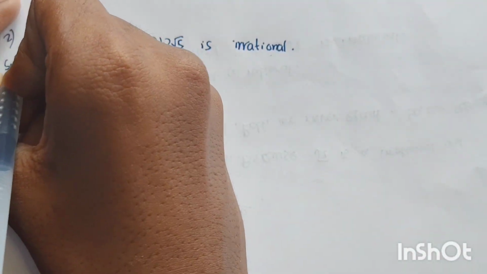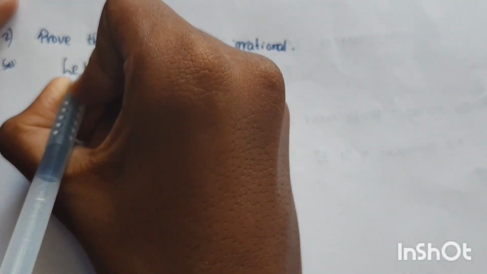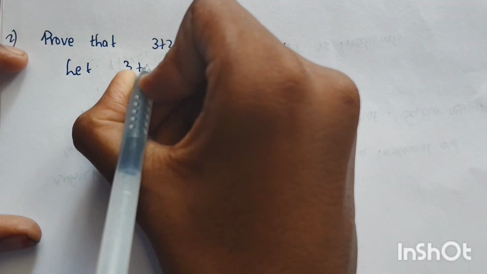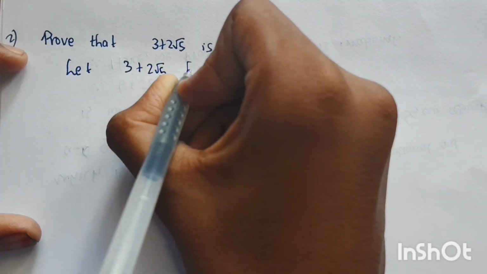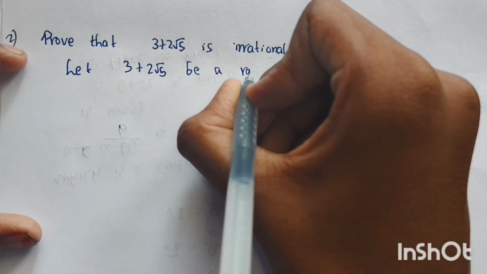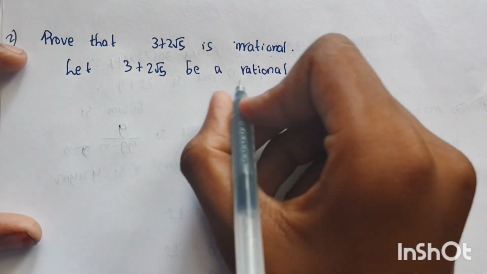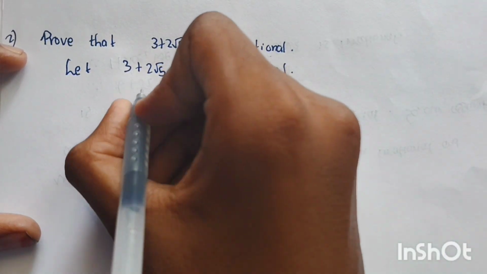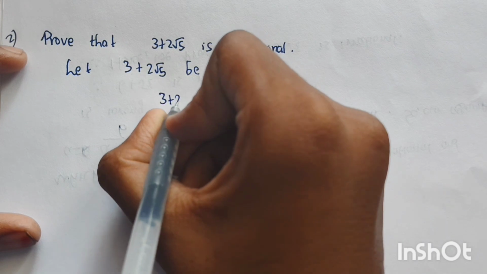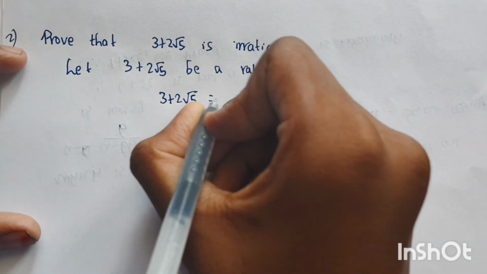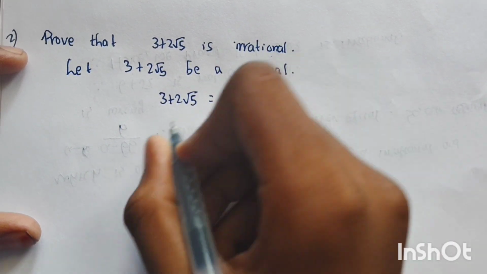So let us solve it. Let 3 plus 2 root 5 be rational. It means rational is in the form of a by b. So 3 plus 2 root 5 equals a by b.